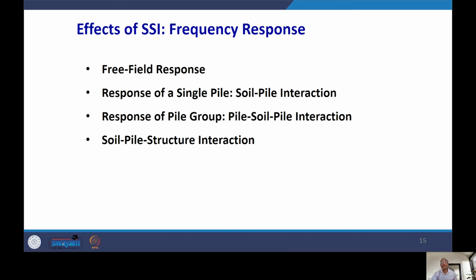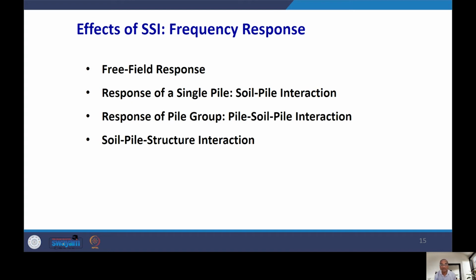effect of SSI, that is soil structure interaction, has been studied under these headings, where one objective is to examine the effect of frequency response. That means for harmonic excitation, how the system is behaving or responding at different frequencies. So first of all, free field response is considered.